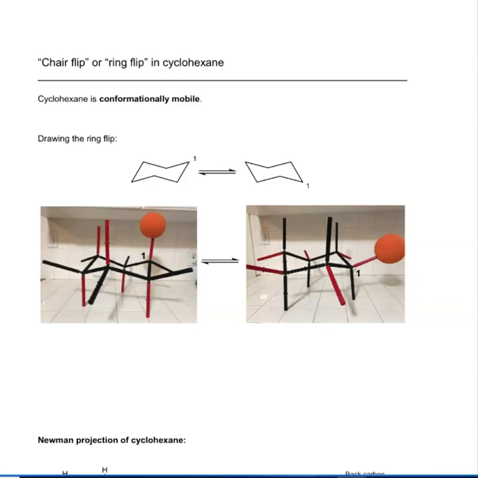Now, cyclohexane, like other molecules, both cyclic and acyclic, is what we call conformationally mobile. That just means that it can adopt different conformations. And of course, it does so the way all molecules do, by rotating around the single bonds within the molecule. So what we're looking at on this page is what's called a chair flip or a ring flip. Okay, now these mean the same thing. It just depends on which book you're looking at, which terminology they're going to use. But people will call these chair flips or ring flips, and you can use those terms completely interchangeably.